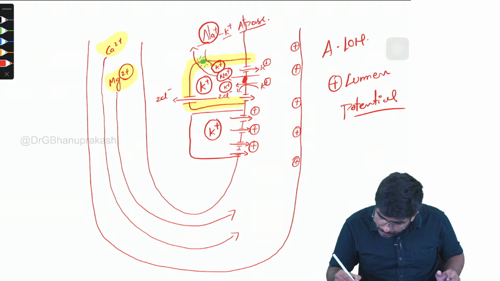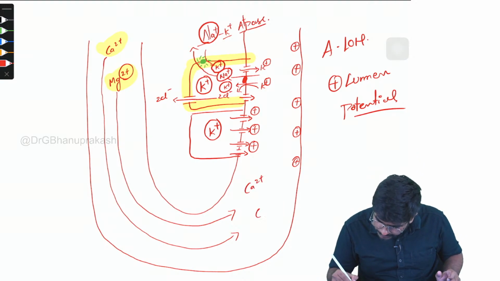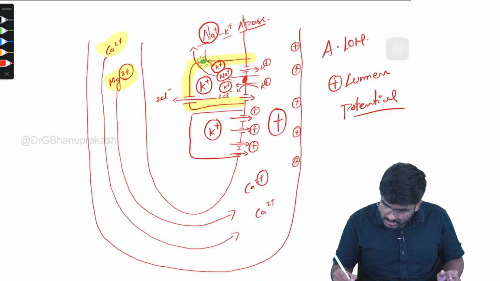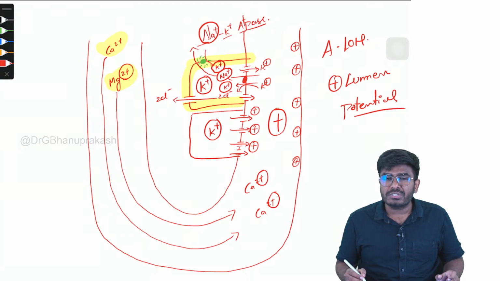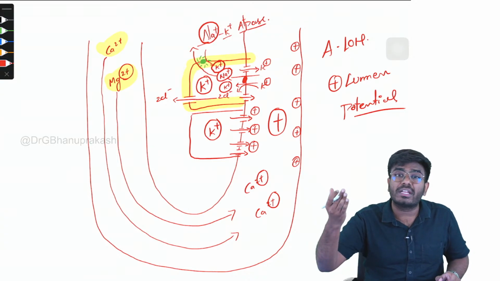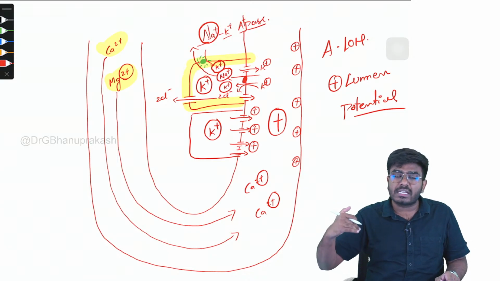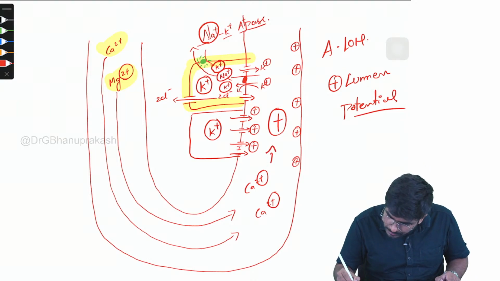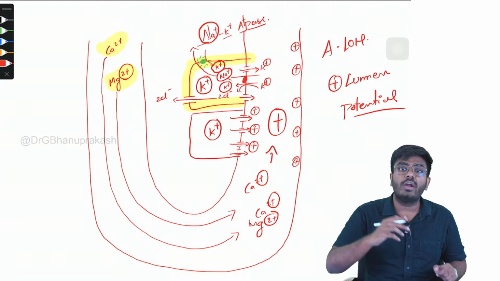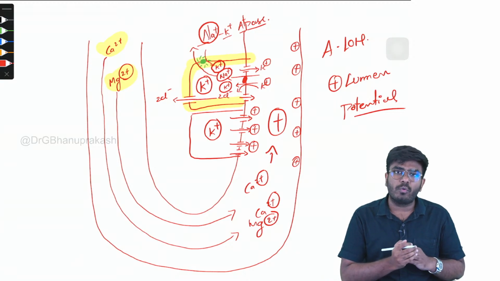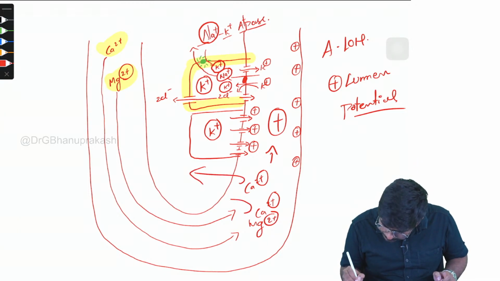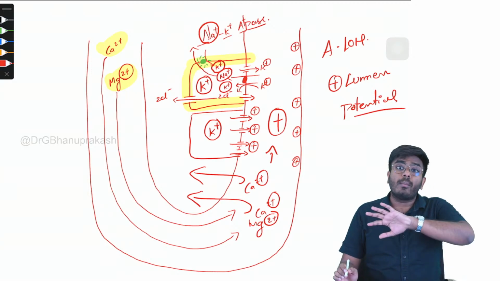Now, whenever they come into the ascending limb of loop of Henle, what will happen? There is a big positive charge here, and they are also positively charged. Positive charges will repel positive charges. The positive lumen potential will repel the positive charge on the divalent cations. So, can calcium and magnesium move forward in the ascending limb of loop of Henle? Is it possible? It's not possible. So what happens? The calcium and magnesium are going to move back.